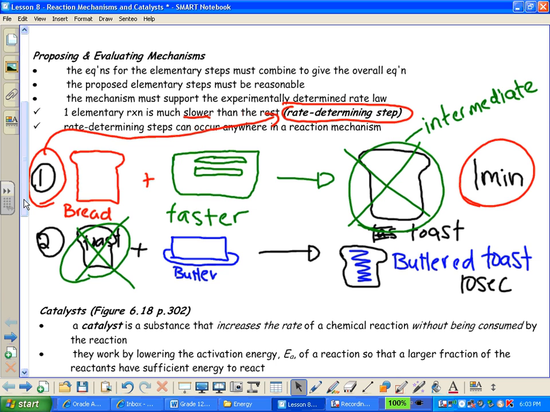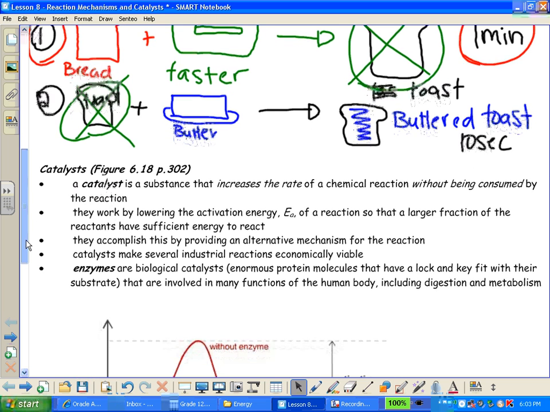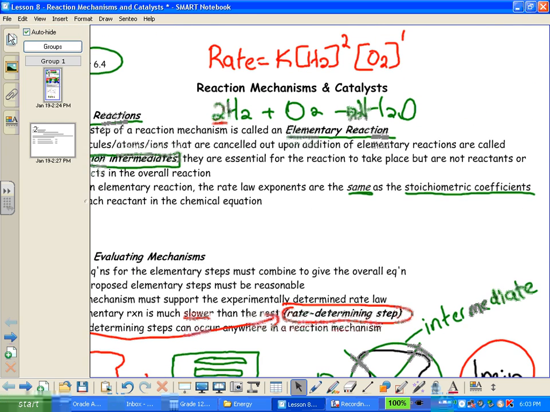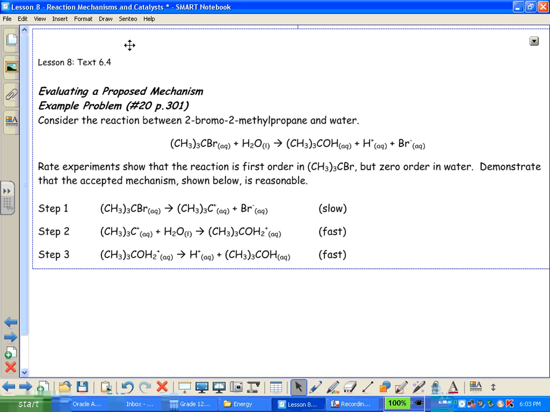Okay, so let's go to an example in a couple of minutes and put all of this terminology and evaluating mechanisms into play. Before we do that, though, you know what, let's go back to catalyst. Let's do an example together while it's fresh in our mind. You should turn to this and have this in front of you.